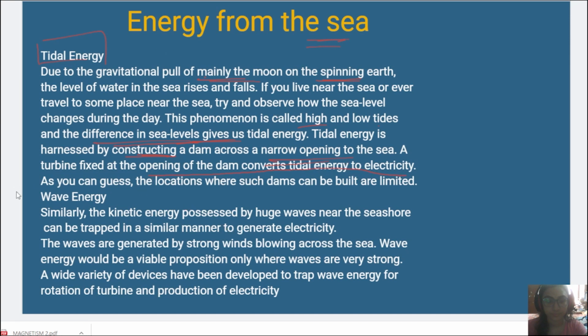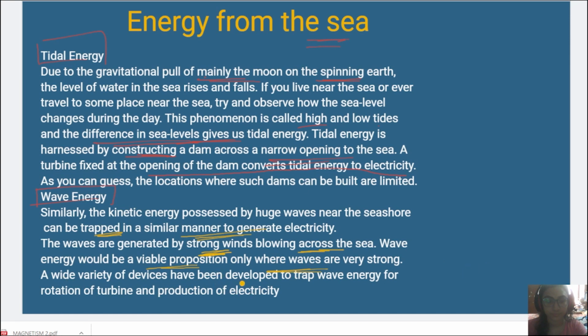Similarly, now we talk about the wave energy, where the kinetic energy possessed by huge waves near the seashore can be trapped in a similar manner to generate electricity. Like, again, building a dam and everything. The waves are generated by strong winds blowing across the sea. We know how windy it is towards the sea. Wave energy would be a viable proposition only where waves are very strong. So this is again a limitation, that not everywhere we find strong waves, right?